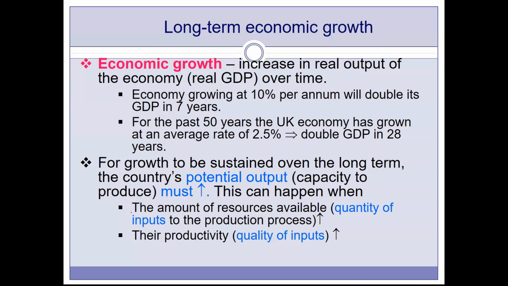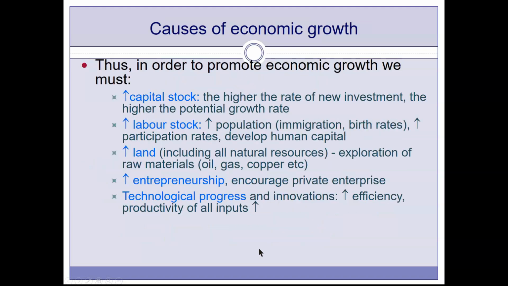We can achieve economic growth by increasing the amount of resources available to us, the quantity of inputs used in the production process, or by increasing their productivity, in other words, the quality of our factors of production. As we know, there are 4 main factors of production: capital, labor, land, and entrepreneurship. To promote economic growth, we can increase the amount of these factors at our disposal. For example, we can increase the amount of capital in our economy by stimulating investment, by a higher rate of new investment and a higher potential growth rate of this investment.